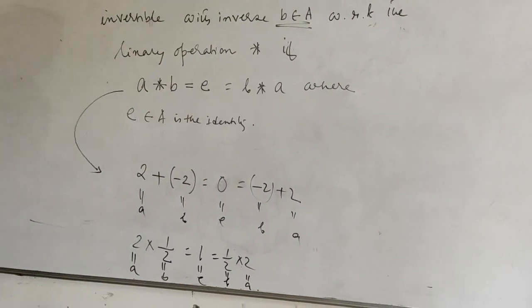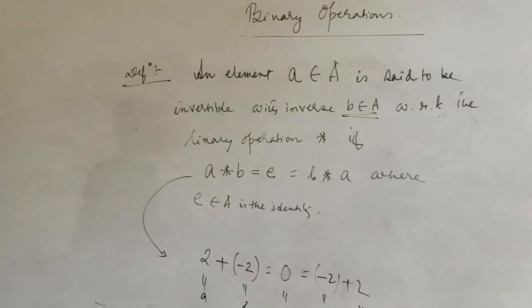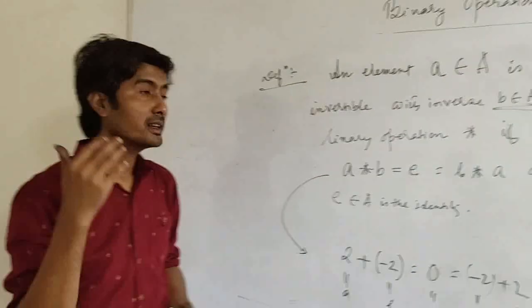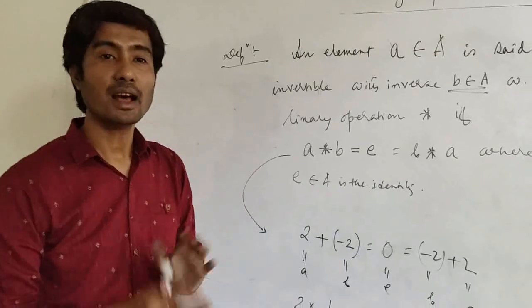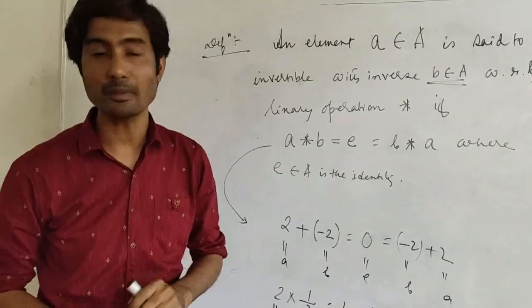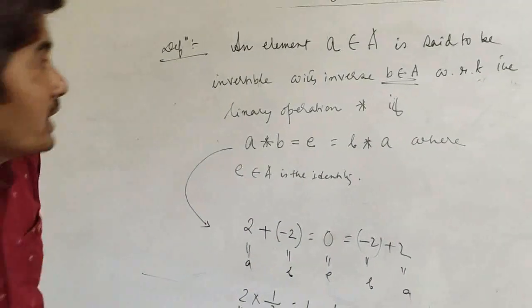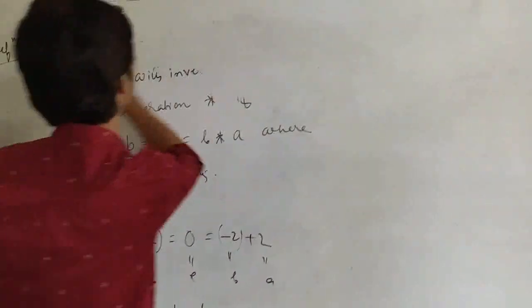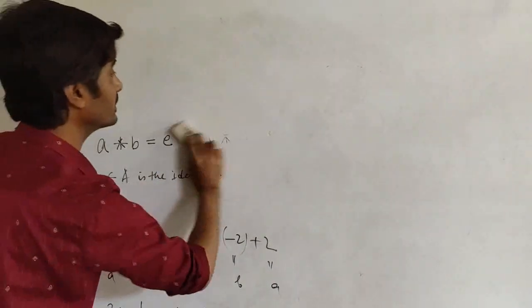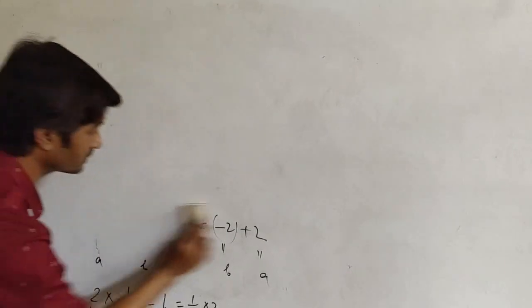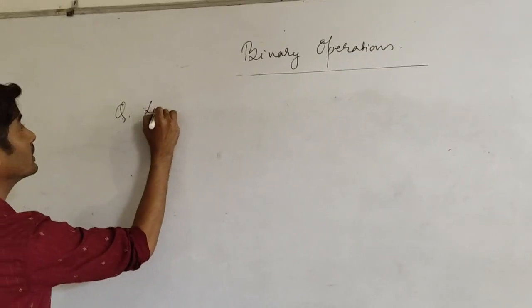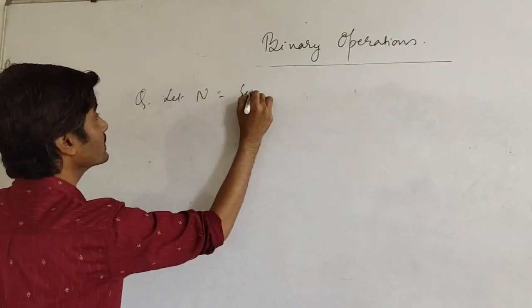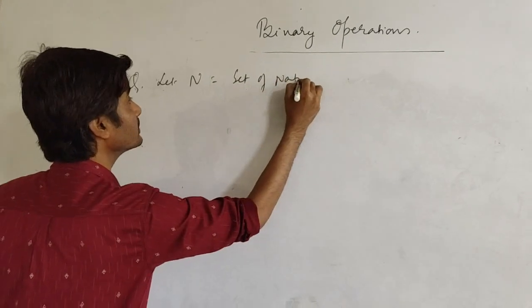Now the thing is that this identity and inverse, I have already stated that a set may or may not have the identity in the set with respect to binary operations. I take one example to explain this further. I take the set of natural numbers. Okay? One example. Let us take N, the set of natural numbers.